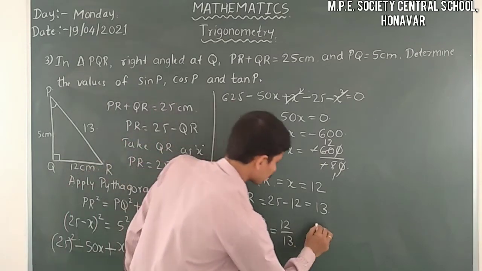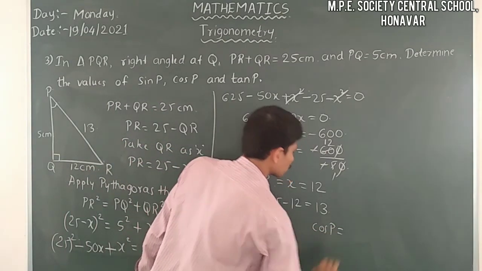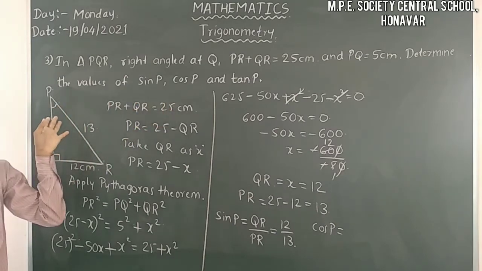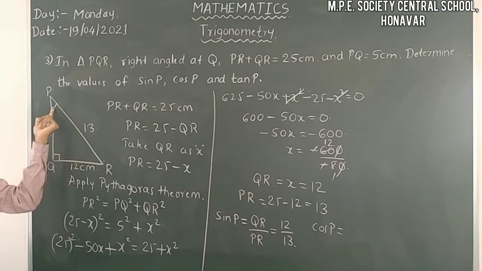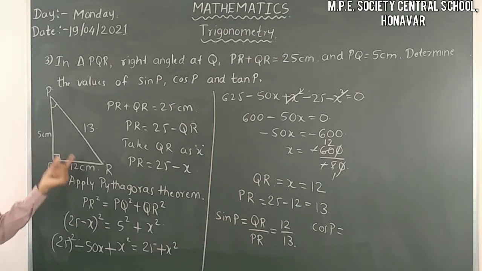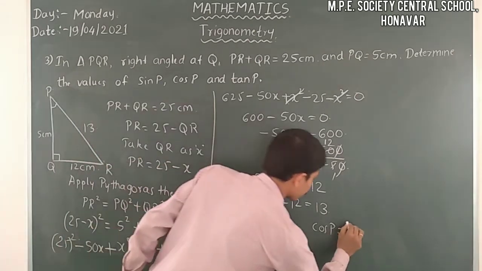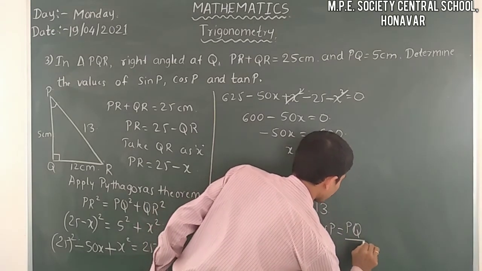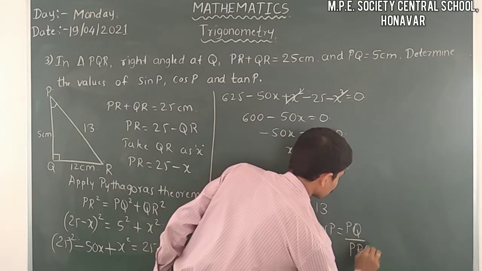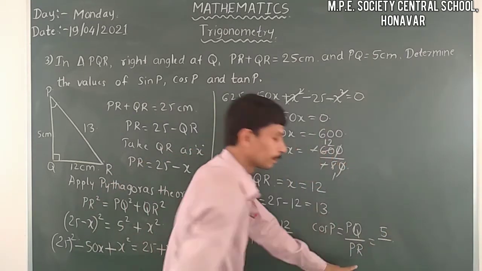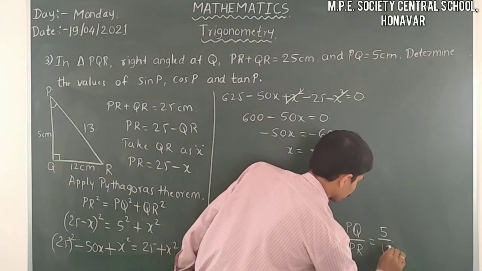Then we move to cos P. Here we have to find cos P, so firstly find the angle, P is here. Cos function means adjacent side by hypotenuse, so this is the adjacent side and this is the hypotenuse, that is PQ divided by PR. PQ we already know is 5 centimeters, and PR is 13 centimeters.